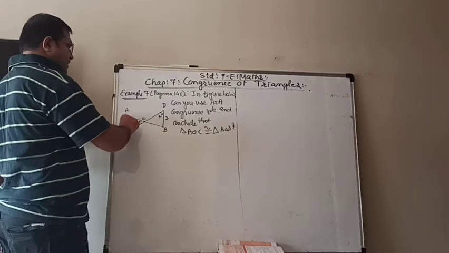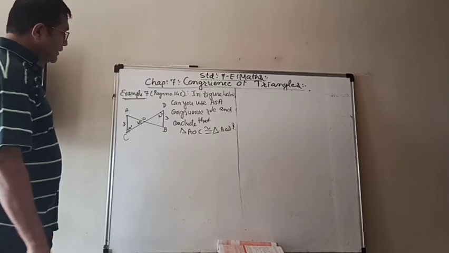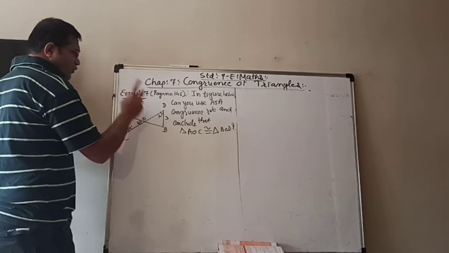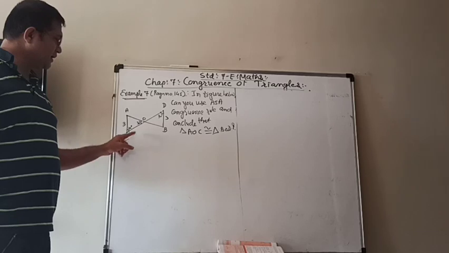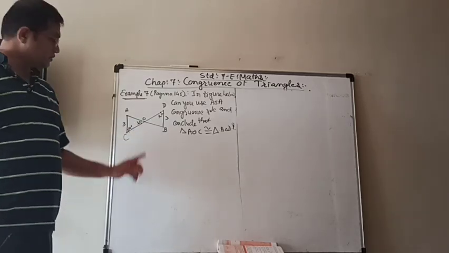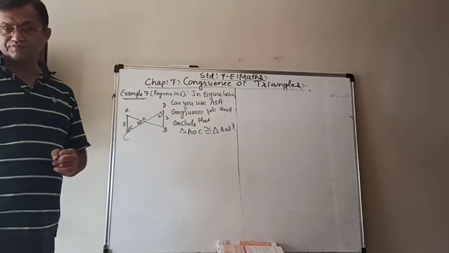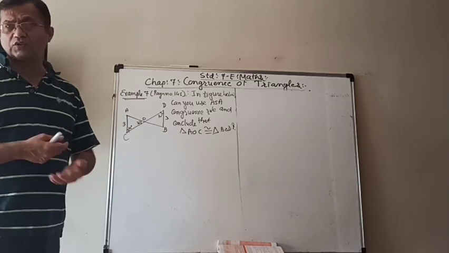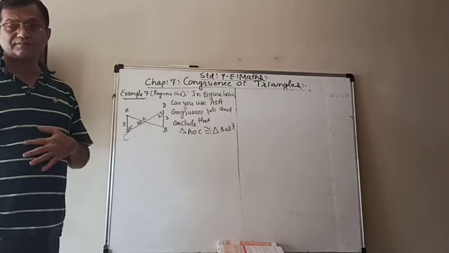Here only this side is given: AC and BD are equal, given. Here those two angles are given, but here only one angle is given. Second thing is that here two angles are given, but the side is not included. The included side is here. So at first look, you will notice that you can't apply the ASA congruence rule, because two angles are given but the side is not included.